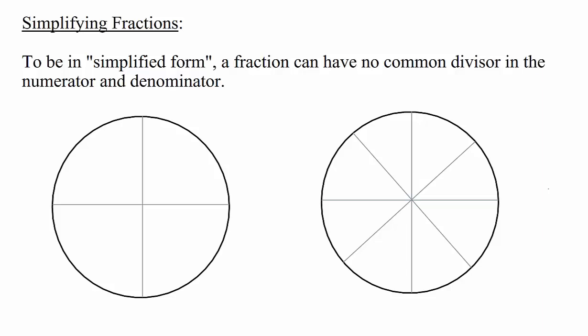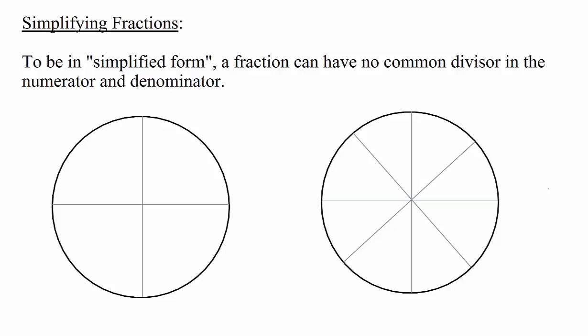In this video, we're going to look at simplifying fractions. Now, for a fraction to be in simplified form, the numerator and the denominator cannot both be divisible by the same number. If they are, you must divide each by that number to reduce the fraction into simplified form.